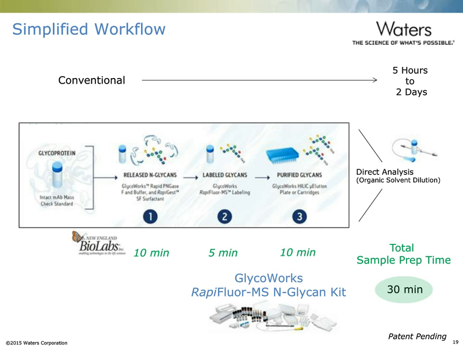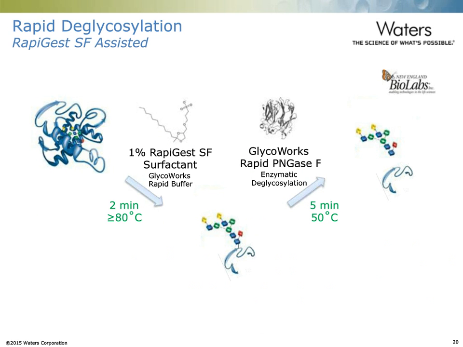Contributing in large part to the quick sample prep time is rapid deglycosylation. Incubation under elevated temperatures has been explored as a means to accelerate PNGase F deglycosylation kinetics. Similarly, enzyme-friendly surfactants have been employed to enhance deglycosylation. Looking to compound their effects, we developed something involving the combination of these approaches. For deglycosylation, the GlycoWorks RapiFluor-MS N-glycan kit provides a novel formulation of Rapid PNGase F and RapiGest SF surfactant. RapiGest, an anionic surfactant, is used to ensure that N-glycans are accessible for deglycosylation and that glycoproteins remain soluble upon heat denaturation. Most importantly, RapiGest is an enzyme-friendly reagent and can therefore be used at high concentrations without significantly hindering the activity of the Rapid PNGase F.